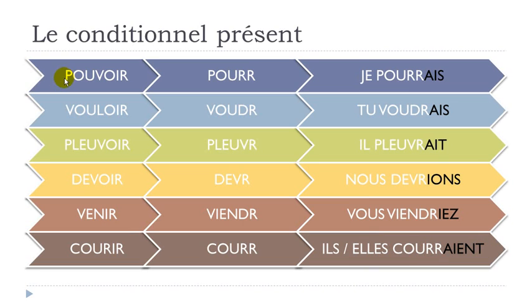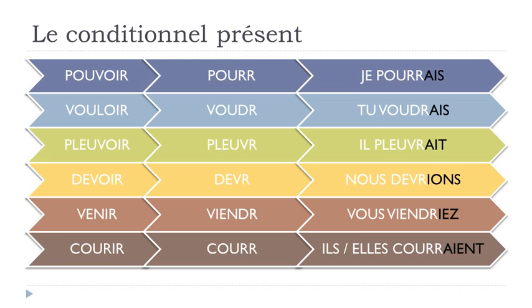Alright, so let's see them one more time. Pouvoir, can, je pourrais. Vouloir, to want, tu voudrais. Pleuvoir, to rain, il pleuvrait. Devoir, to have to, nous devrions. Venir, to come, vous viendriez. Courir, to run, il courrait, elle courrait.